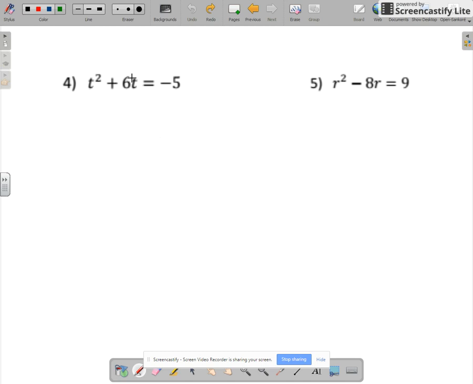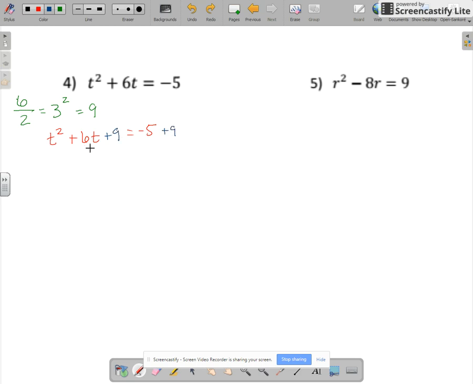Okay, so now we need to find b over 2 squared. So our b in this case is 6. 6 divided by 2 is 3. 3 squared is 9. Okay, so we have t squared plus 6t is equal to -5. We're going to add our 9 to both sides.